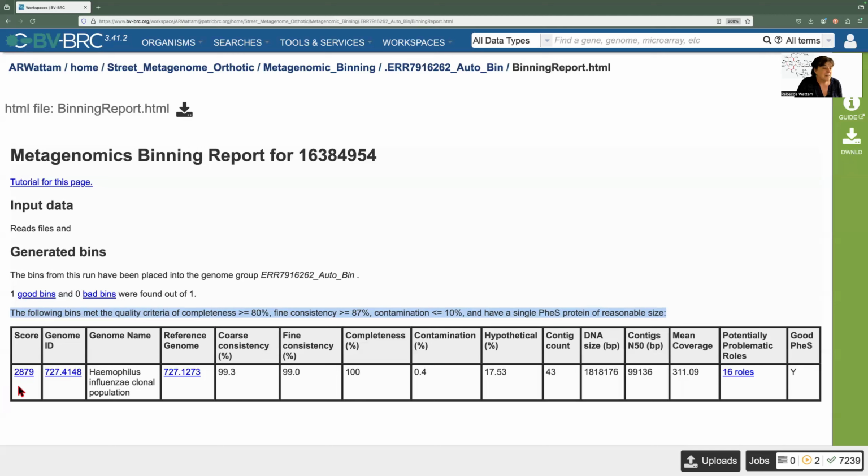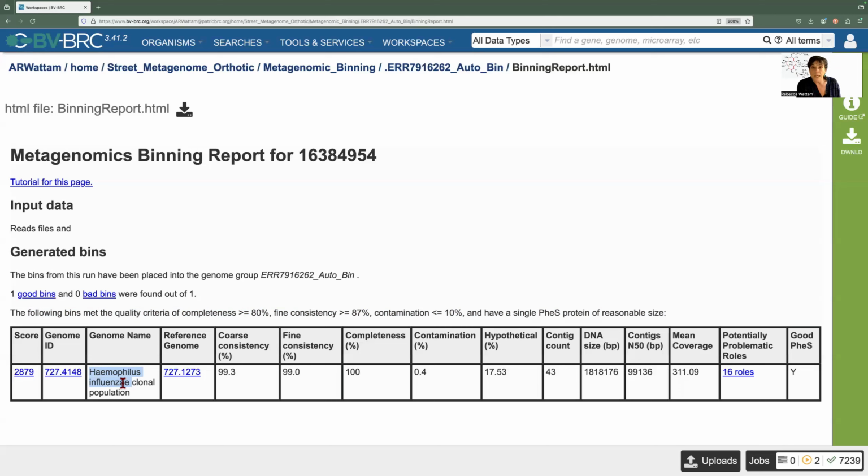But the range of this number goes between 2090 and negative 5,000. Okay, so I don't pay much attention to the score. I pay attention to more of these other things. The genome ID is the unique identifier assigned to our binned genome. And here's the name of our binned genome. Notice it says Haemophilus influenzae clonal population. It's just telling you when it gives it a genus and a species, it's saying out of all the reference genomes that are used in this pipeline, this was the closest one to the bin.